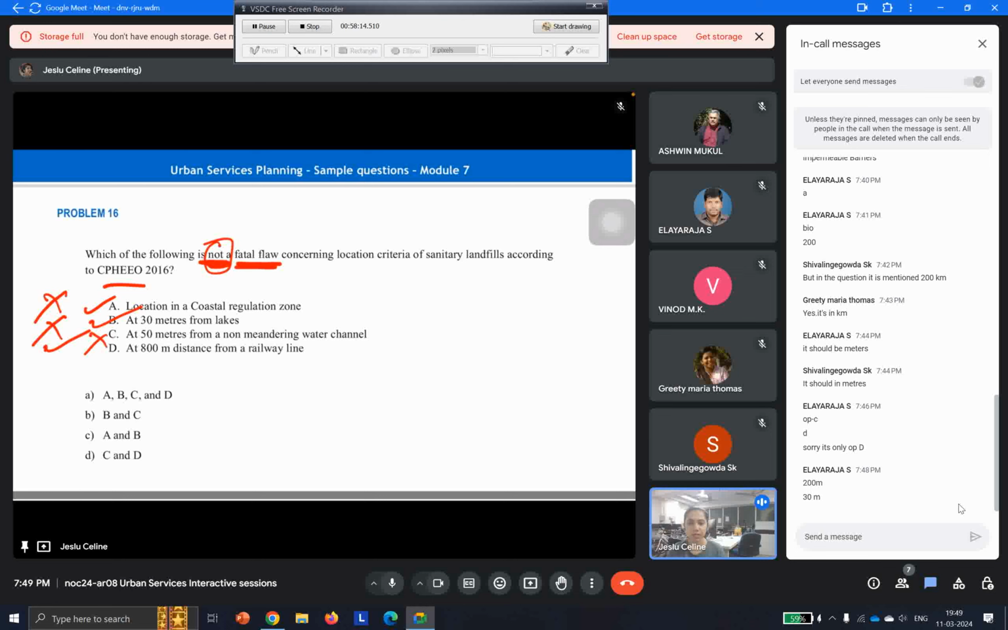What's the minimum distance which has to be left from a railway line? It's usually 500 meters. So 800 meters is greater than 500 meters, which means this is not a fatal flaw. That means it's possible. So C and D are possible, so that works out to option D, C and D. Right. Let's proceed on to the next question.